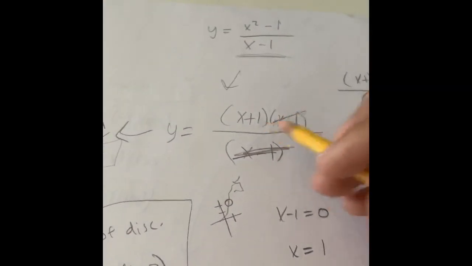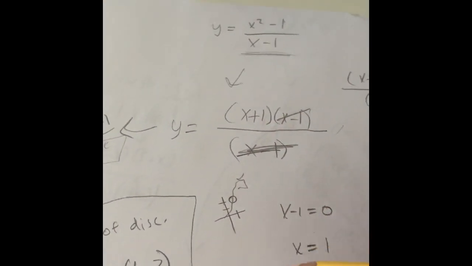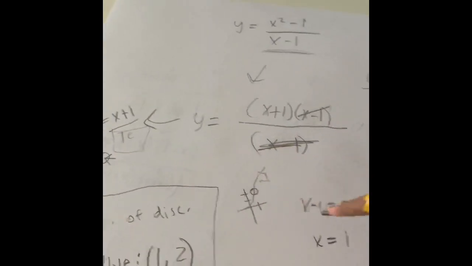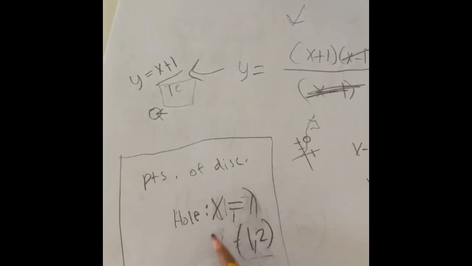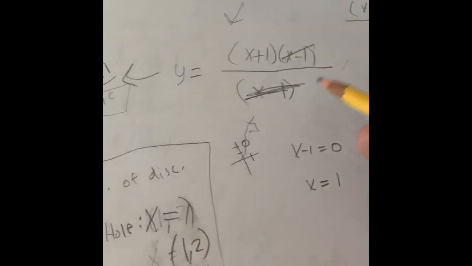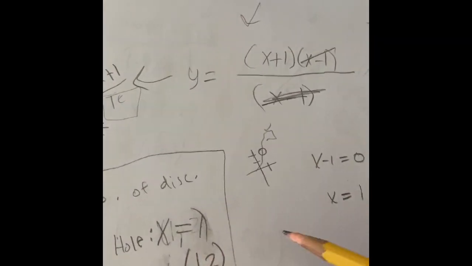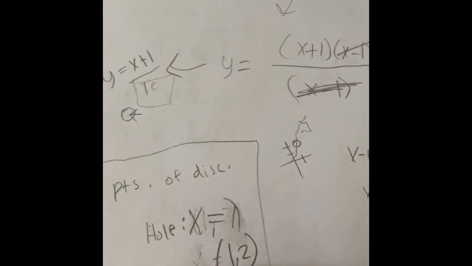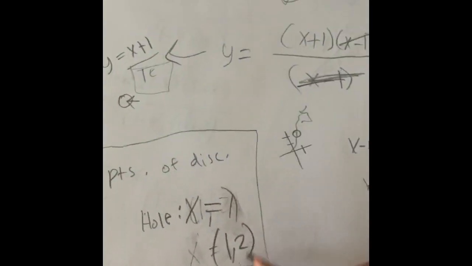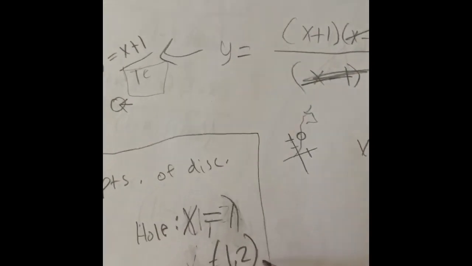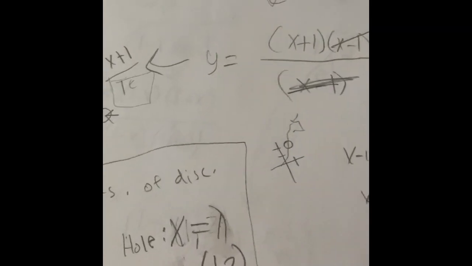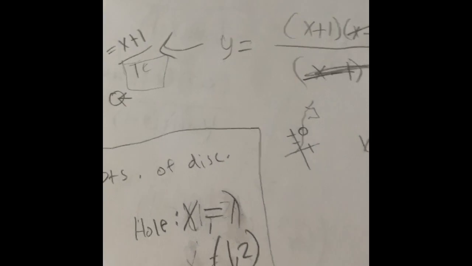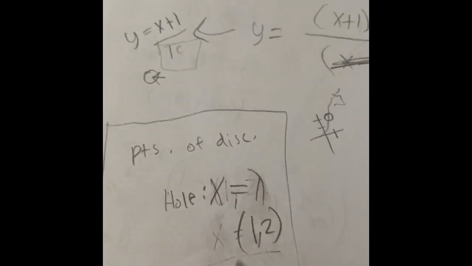Your holes, whatever you cancel out, you set that equal to 0, and whatever x equals is your hole. And if you want, you can plug that back into the new simplified equation, and you can find a y value for your hole. So your hole is at x equals 1. On the graph, whenever x is 1, if you plug 1 into the simplified equation, you get 2. So at (1, 2), you're going to have your hole, which means that whenever you plug in 1, it just won't work. You'll get undefined. So there's your hole, x equals 1.